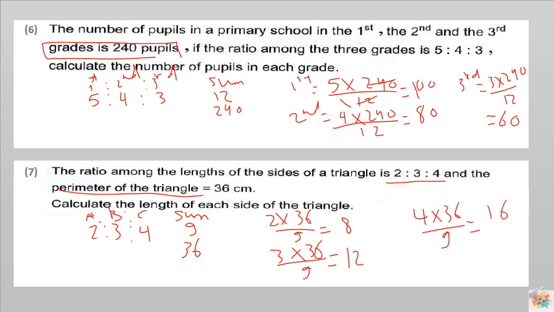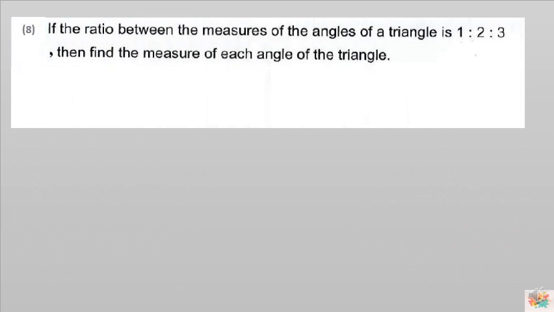So the next question. If the ratio between the measures of angles of a triangle is 1 to 2 to 3, okay, 1 to 2 to 3. So you have three angles, for example, A, B, C, or first, second, third. The ratio between them. Find the measure of each one of them.